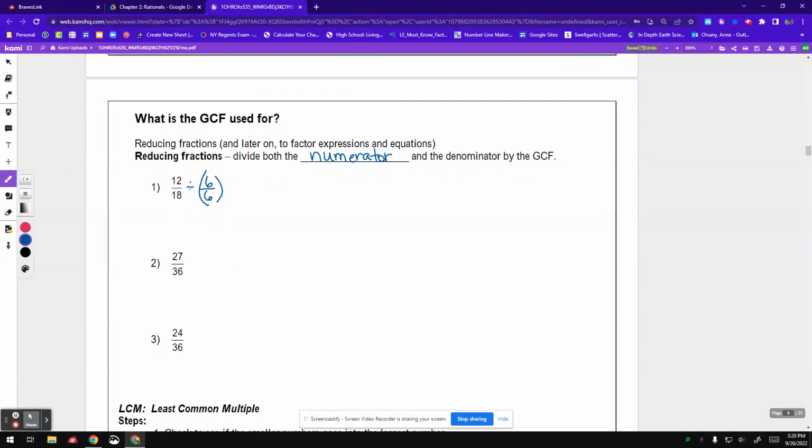And again, we can divide by 6/6 because 6/6 is the same as 1, and when you divide by 1, you get your same number. So it's okay to do that. It just simplifies it to make it in as simple terms as you can. So 12 divided by 6 is 2, and 18 divided by 6 is 3.